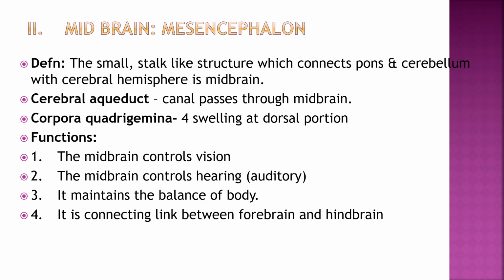The second portion is the midbrain, also called the mesencephalon. The small stalk-like structure which connects the pons and cerebellum with the cerebral hemispheres is the midbrain. The cerebral aqueduct, a canal, passes through the midbrain, and four swellings at the dorsal portion are called corpora quadrigemina. The functions of the midbrain: it controls vision, it controls hearing, that is auditory function, it maintains balance of the body, and it is the connecting link between the forebrain and hindbrain.